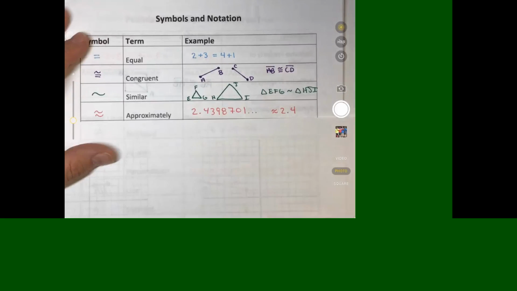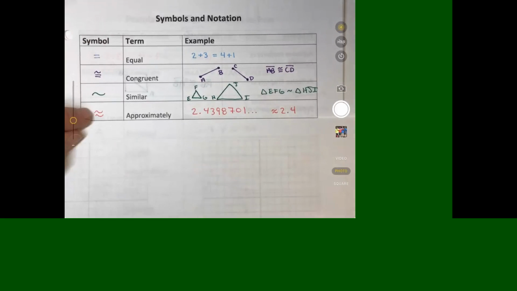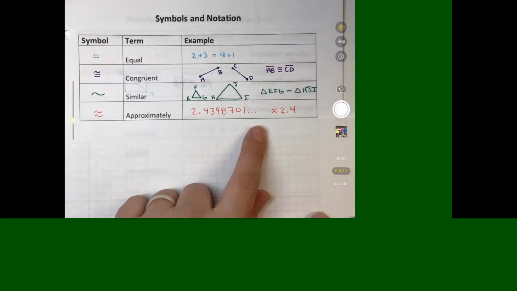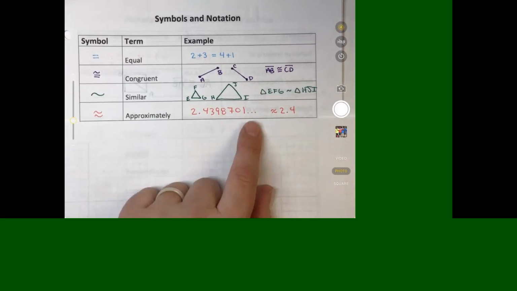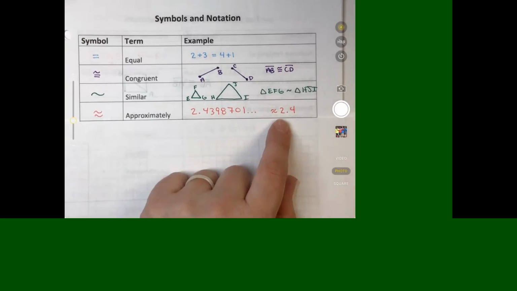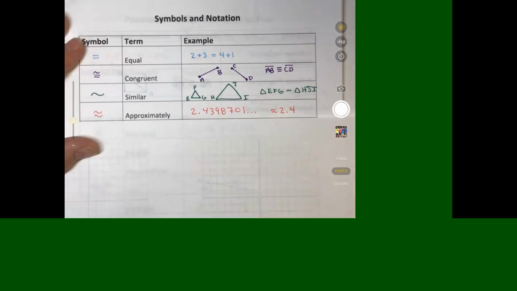And then approximately is when you have two of them. So similar is just one squiggly, and two squigglies is approximately. Like this decimal here, if I wanted to approximate that number, I would say approximately 2.4. We talked about that in Unit 1 a lot when we had decimals.